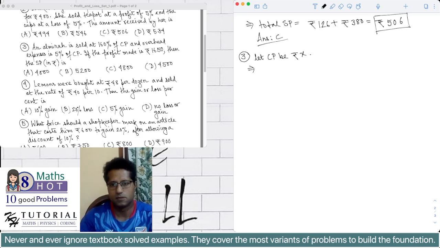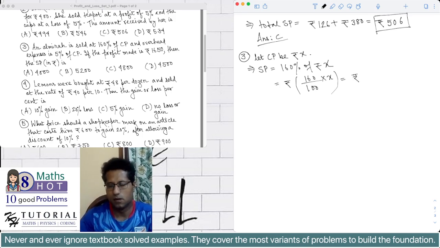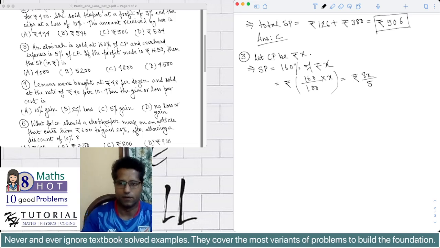Now it is given that an Almira is sold at 160% of CP. So this implies the selling price is equal to 160% of rupees X. This is equal to rupees 160 divided by 100 multiplied by X. After simplification, this becomes 8X by 5, where we have assumed X to be the cost price.